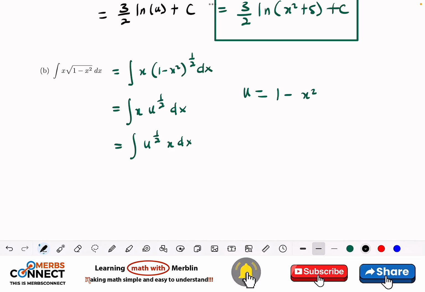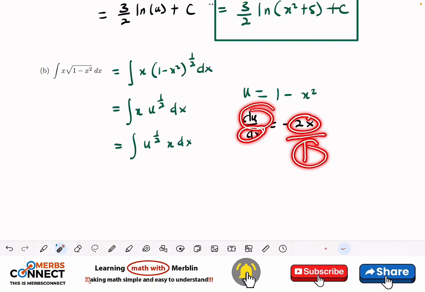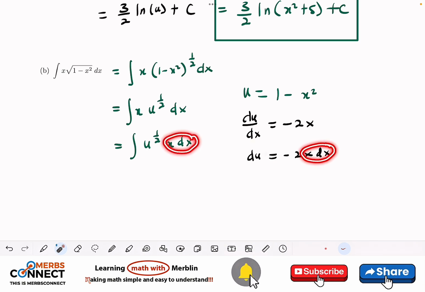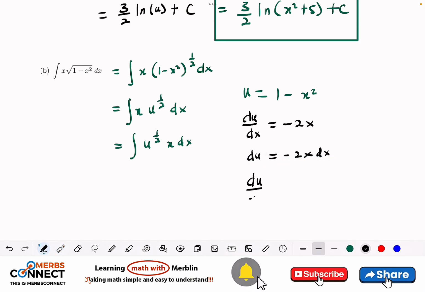So now let's come here. I need to differentiate u with respect to x. So this is going to give us minus 2x. Let's do cross multiplication. This will multiply this. This is over 1. This will multiply this. So we are going to have du equal to minus 2x dx. So we can see that we have x dx here, x dx here, but the only thing left is minus 2. So we divide this one by minus 2, divide this one by minus 2, and we are going to have du divided by minus 2, which is the same as x dx.